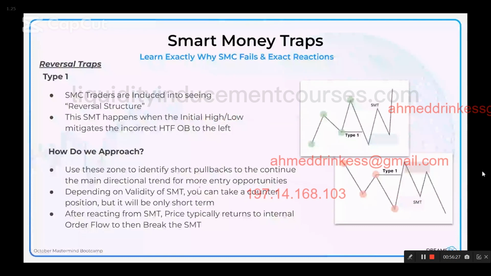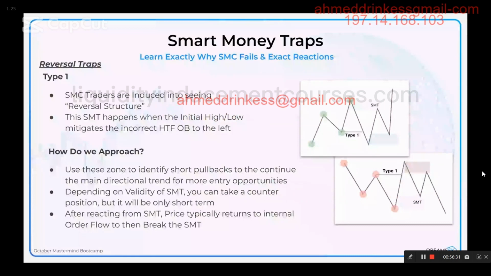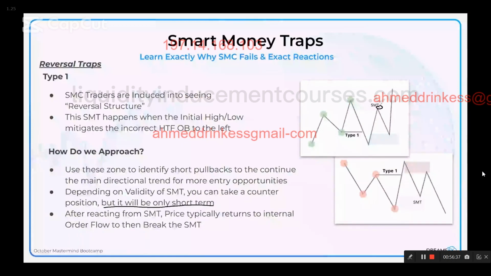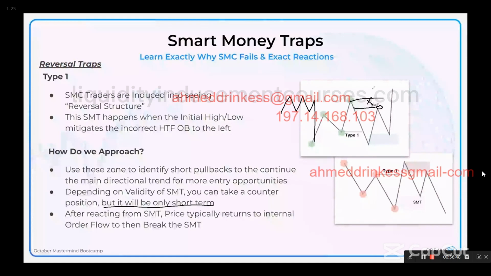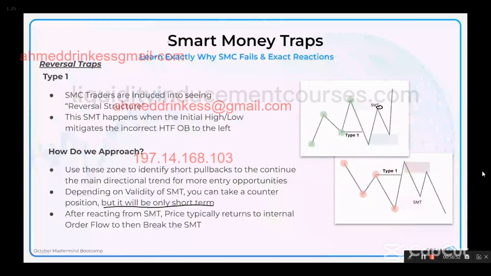it's all moving algorithmically. So depending on the validity of the SMT, you can actually take a counter position, but it will only be in the short term. For instance, if this is like a 4-hour SMT, I would take this if it were valid and it could cause a reaction. But let's say it were lying at equal highs. Would I take this? No, it's not worth it to me, because more chances are it's just going to break right through. So you can take counter positions, but I would only do it on your higher time frames.